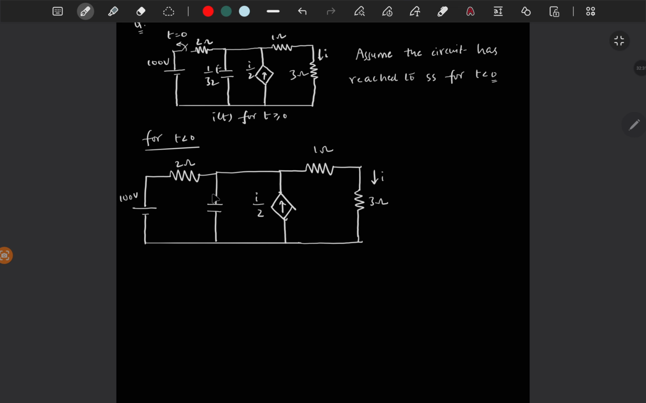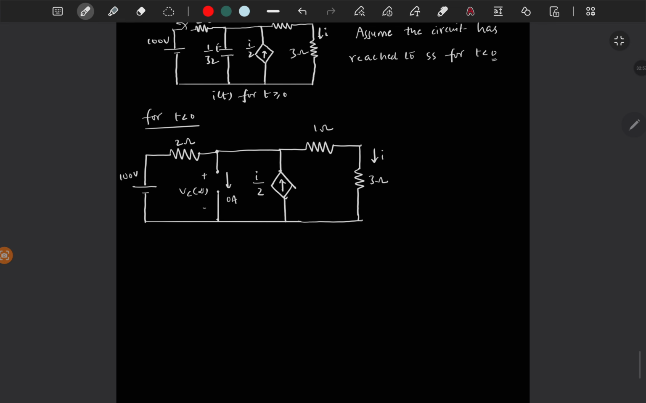So now assume the circuit has reached steady state, right? It means the capacitor has fully charged. It means it is open circuited. So there is no current flow here. Now what is this steady state voltage across this capacitor? We will try to find that. So this is Vc of infinity. This infinity I am saying is the steady state for t less than 0.